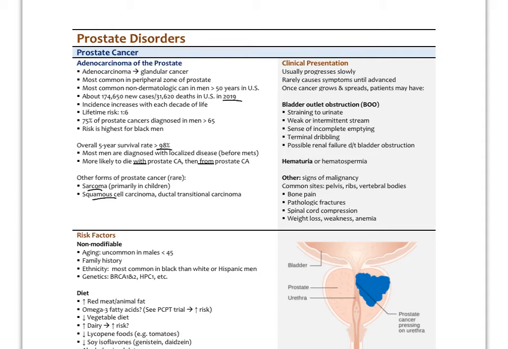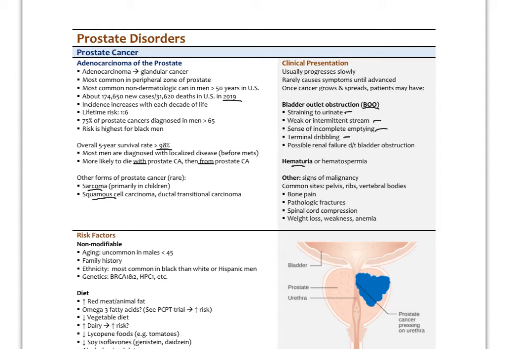The clinical presentation, usually this progresses slowly. So there's time typically with prostate cancers to figure out the right therapeutic approaches. Unfortunately, though, it rarely causes noticeable symptoms until it's quite advanced. And then, unfortunately, the prognosis drops off considerably. Once the cancer grows and spreads, it can cause bladder outlet obstruction. So that's going to cause the typical symptoms of straining to urinate, weak or intermittent stream, sense of incomplete emptying, terminal dribbling, and possible renal failure due to hydronephrosis.